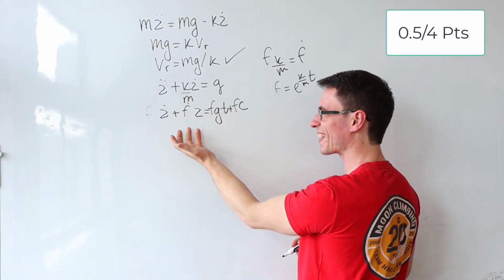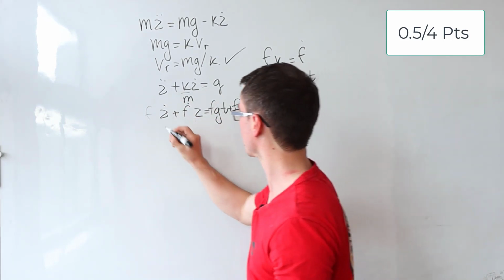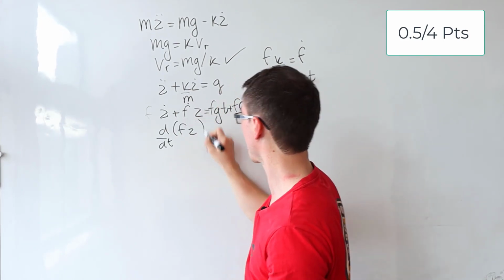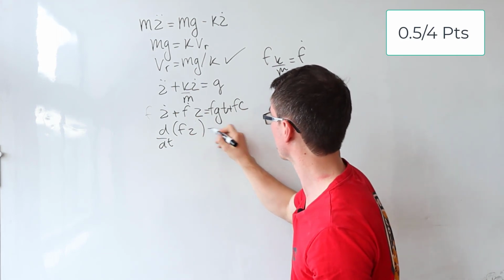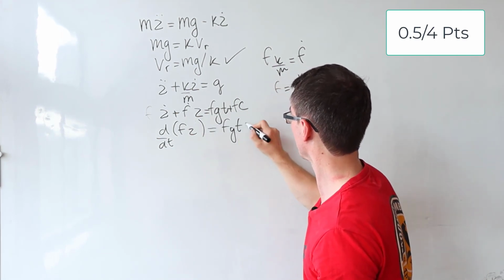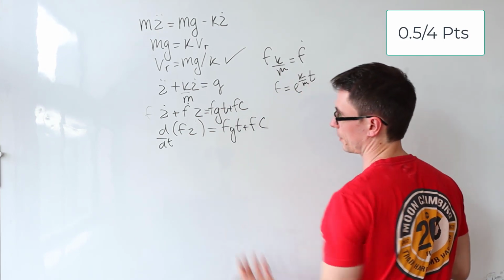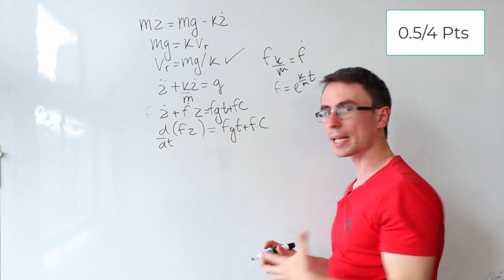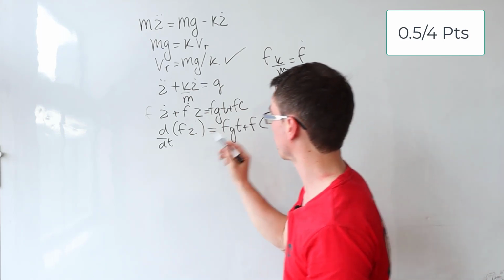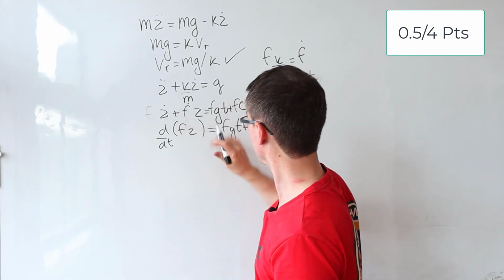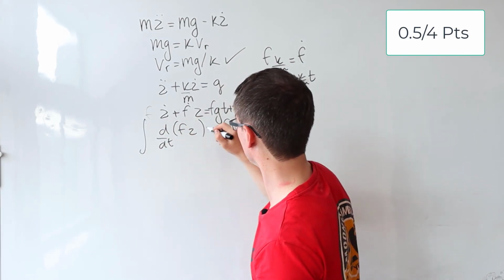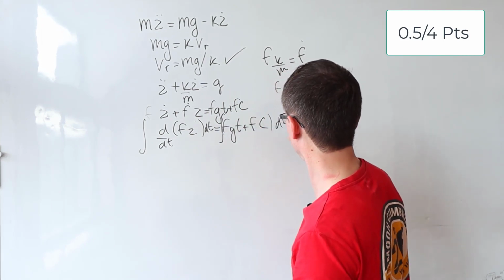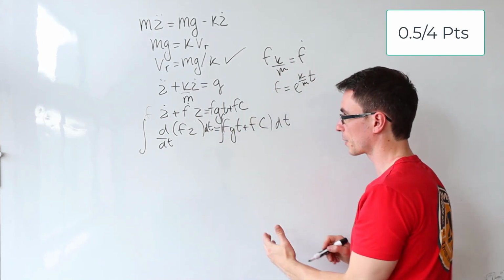Well, this whole left-hand side is actually going to be equal to the derivative of the product of f and z, just by the product rule, which is equal to f g t plus f times that constant. Now let's get rid of this by integrating yet again with respect to time. So if I was to integrate the left hand side with respect to t and then integrate pretty much all of this with respect to t, what are we going to get?